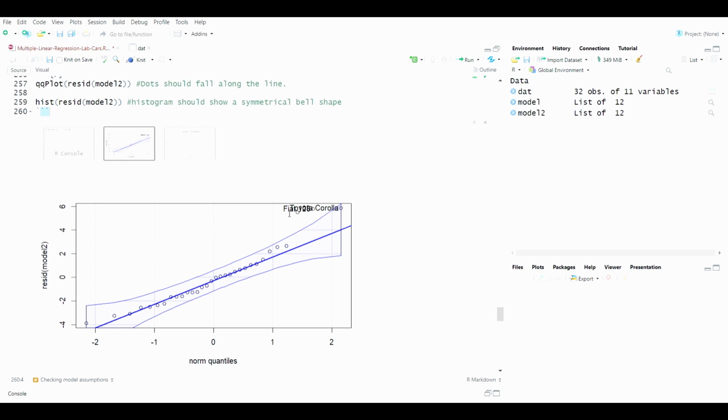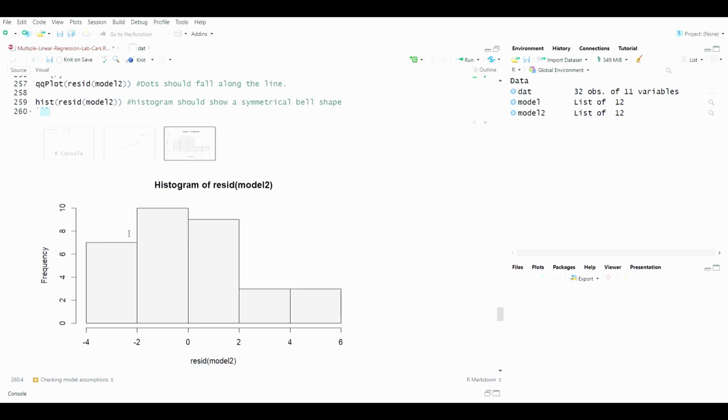And we can see we have 2 points, the Fiat and the Toyota Corolla, that are outside, especially the Fiat, it looks like, is pretty far outside. That means it's got pretty high residual. It means this isn't exactly normally distributed. Our residuals are not perfectly normally distributed. And when we look at them in the histogram, again, we can see there's a slight right skew to our residuals.